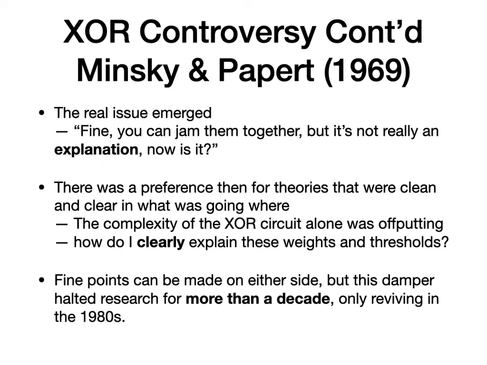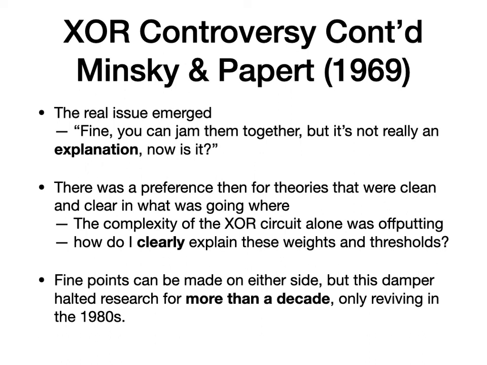So, given that that's the case, once this point was made, the real issue emerged in the historical take on these kinds of investigations, and that is, fine, you can jam together as many perceptrons as you want, but that's not really an explanation, now is it? Right? There is not a strong, clear, clean explanation for what's going on. Back then, and still today, obviously, there is a preference for theories that are clean and clear, right? Where you can explain them.